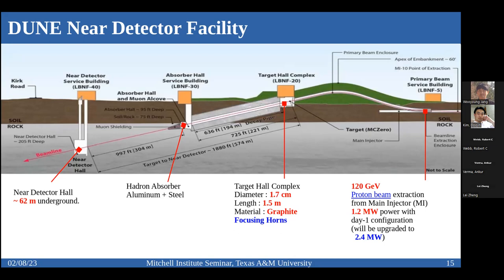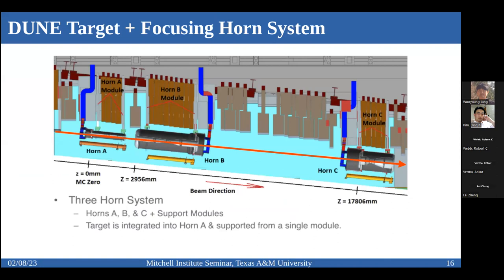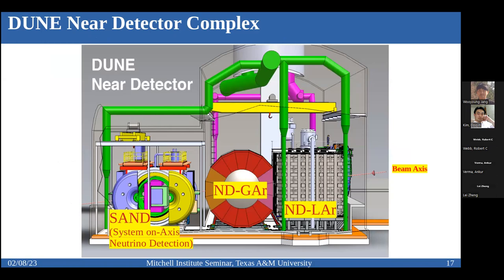In order to enhance the neutrino beam's intensity, we use a magnetic focusing horn system at the target. Here, horn A is surrounding the target, and horn B and horn C are just in a vacuum chamber with magnetic fields, so that they can focus the charged pions, and then the focused charged pions create focused neutrino beams.